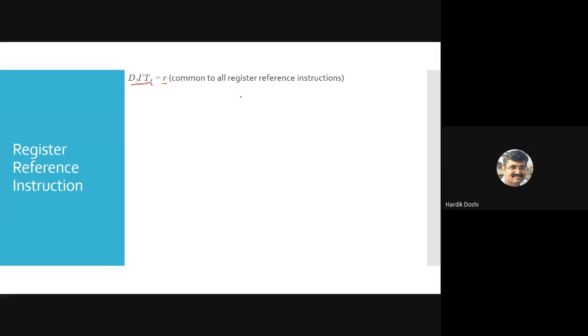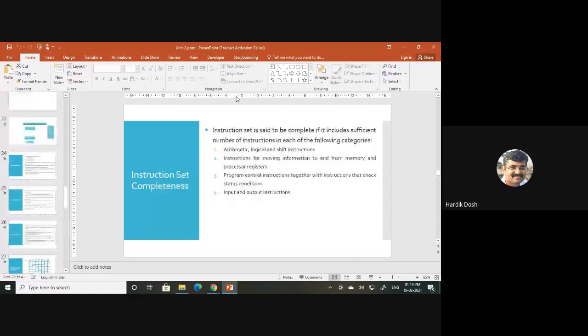Now the question arises: this is common for all register reference instructions, so what about specific instructions, that is CLA, CLE, CMA, CME, CIR, CIL, SPA, SNA, SZA, SZE, HLT? How can we bifurcate those instructions? We have already discussed this in our previous part when we discussed types of instruction.